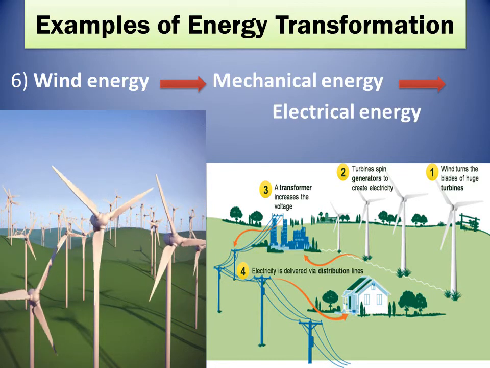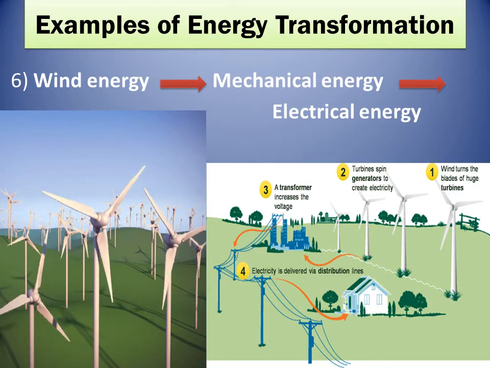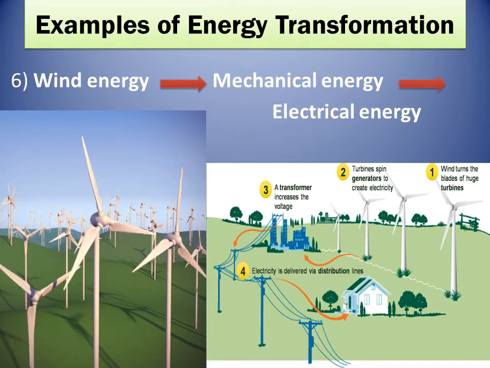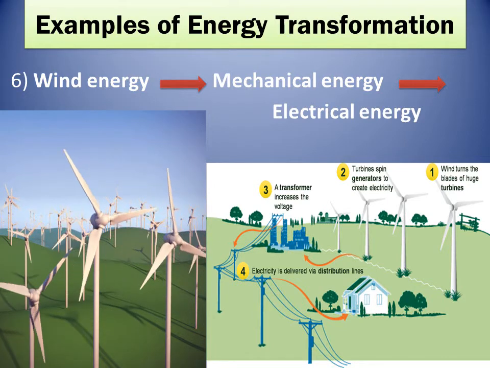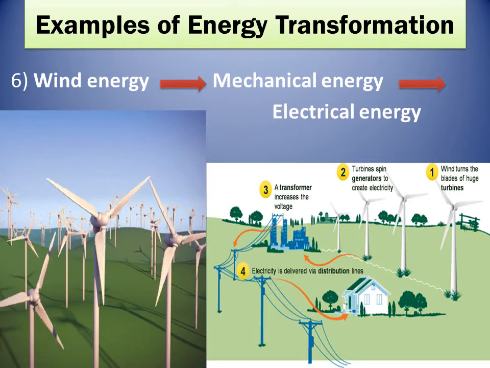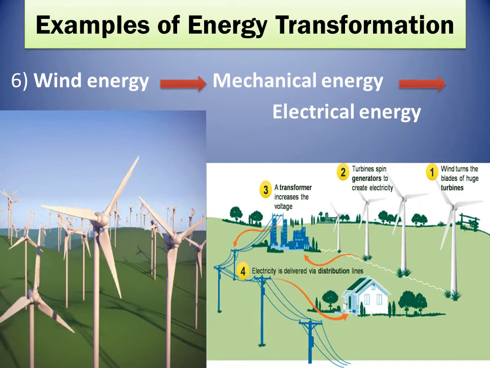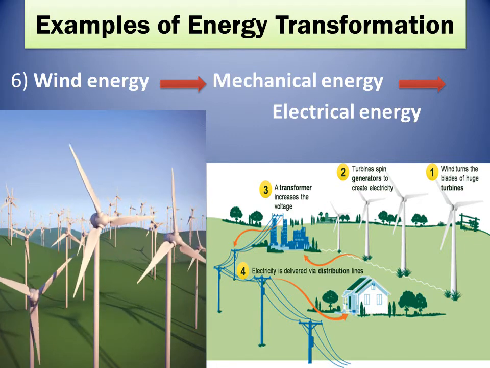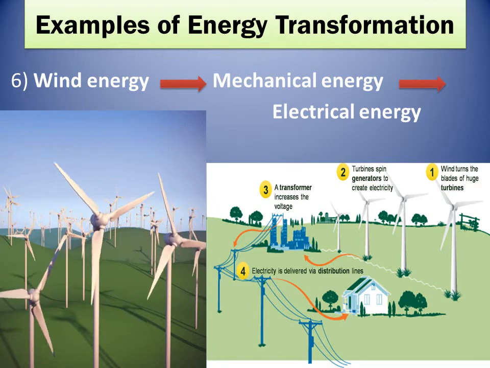Wind energy is another mechanical to electrical energy transformation. The mechanical energy of the wind is transformed into electrical energy, which can then be transformed into other types of energy. Just like what you see in the images, where the wind turns the blades of huge turbines, and these turbines spin generators to create electricity.